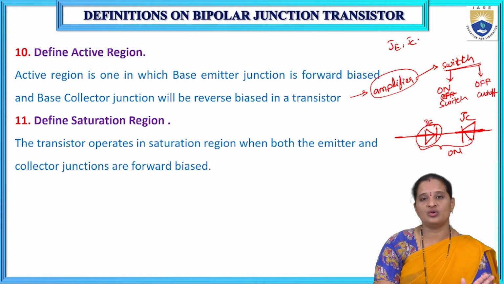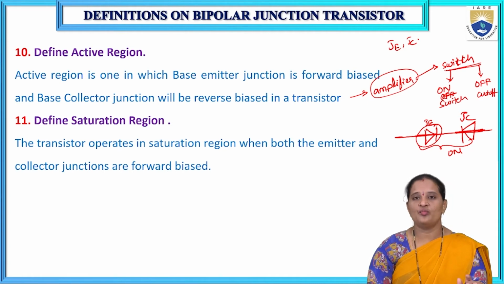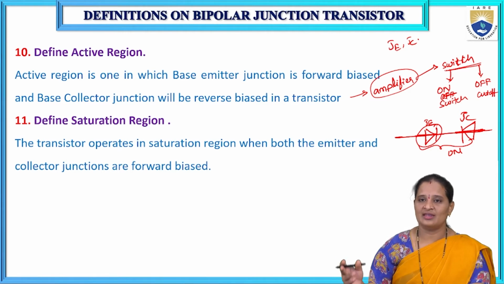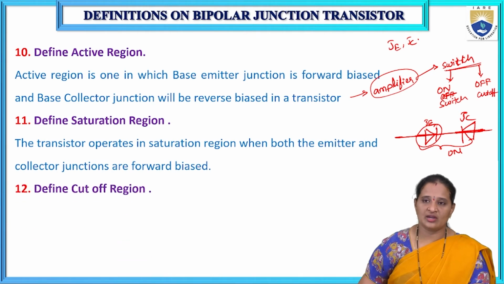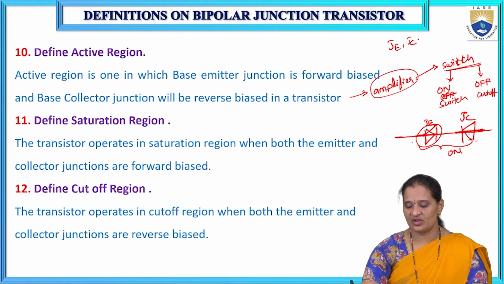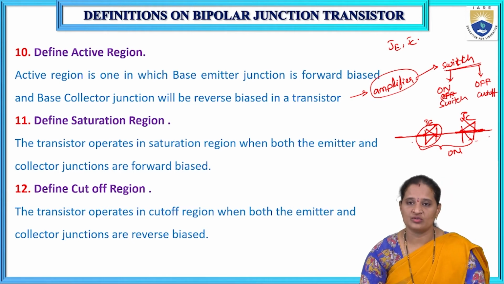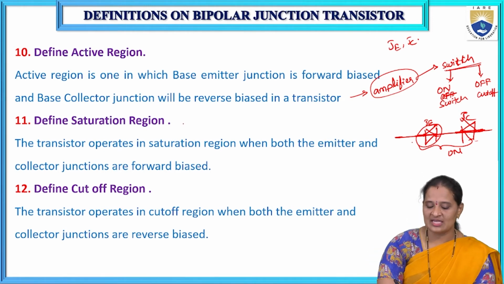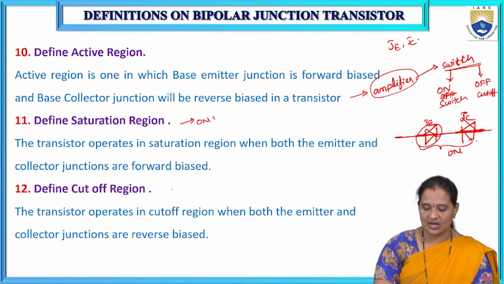So in order to operate the transistor in the saturation region, both the junctions must be forward biased, and hence both the junction diodes are short circuited and more current can flow, so it acts as an on switch. Now coming to the cutoff region. Cutoff region means no current should flow. When both the junctions are reverse biased, what happens? This will be open circuited and this also will be open circuited. As both are open circuited, no current flows, and hence the transistor is said to be in the off state, or the cutoff region. That is why in the saturation region it acts as an on switch, whereas in the cutoff region it acts as an off switch because no current flows.